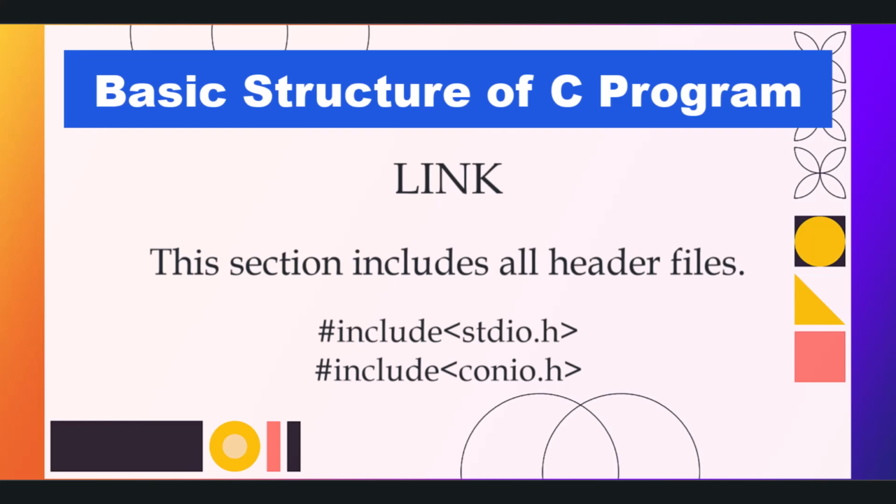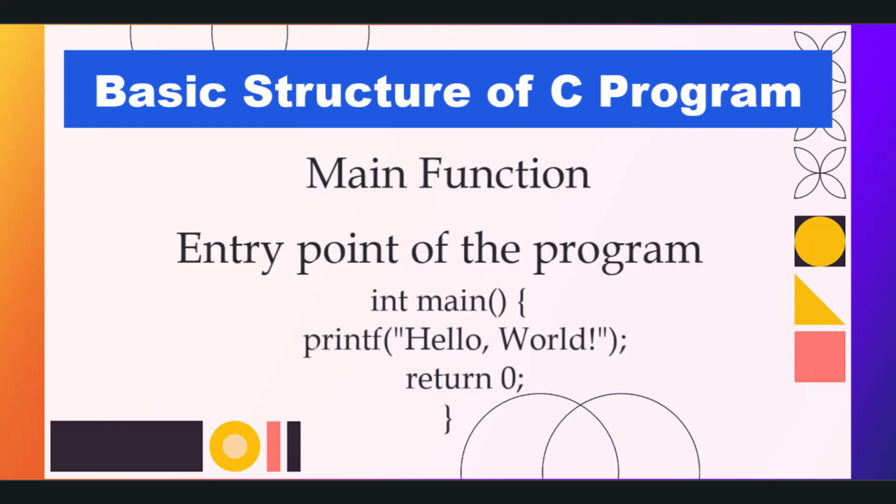For example, #include <stdio.h>, which is a header library file that lets us work with the input and output functions such as printf and scanf, etc. Another important file is #include <conio.h>, which lets us work with the console input output. Example, getch. The second section is main function, which serves as the entry point of the program.